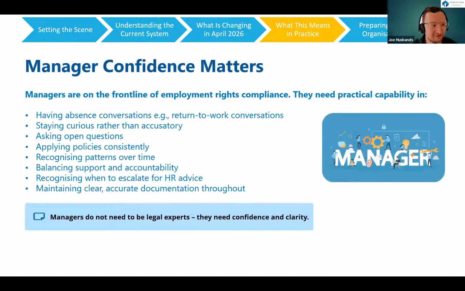So this means that managers are on the front line of employment rights compliance. They don't need to be legal experts, but they do need to have the confidence and clarity around a few key skills. Things like having absence conversations, those return to work conversations, staying curious rather than accusatory, asking open questions, applying policies consistently. It's all well and good having a great policy, but we need to see them applied consistently to make them effective. Recognizing patterns over time, balancing support and accountability, recognizing when to escalate to HR and when not to, and then maintaining clear, accurate documentation throughout as well.